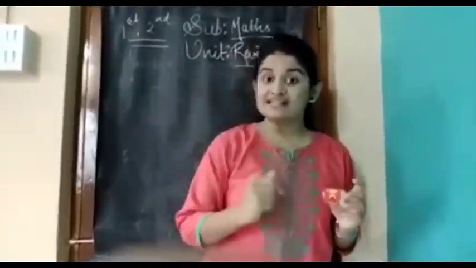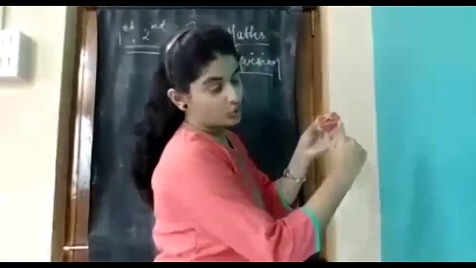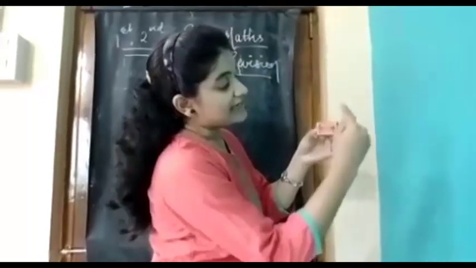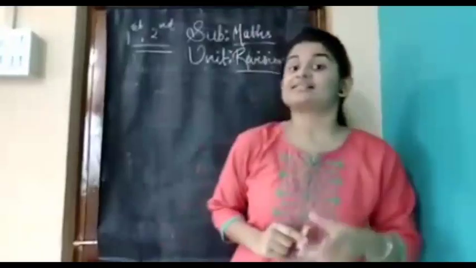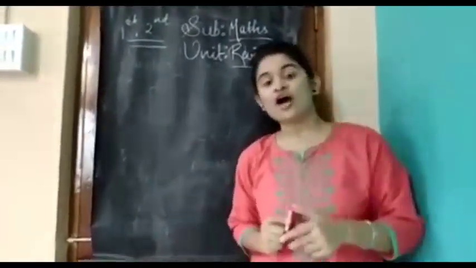Understood? Now let's count its corners. 1, 2, 3, 4, 5, 6, 7 and 8. So students, a cuboid has 12 edges and 8 corners.